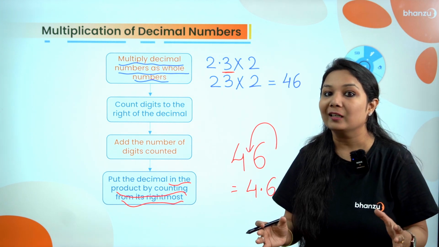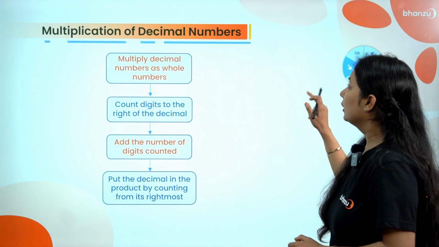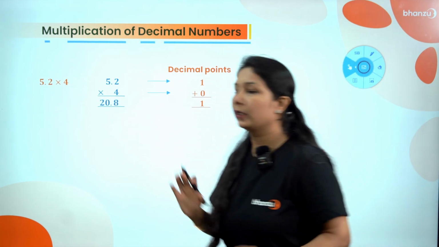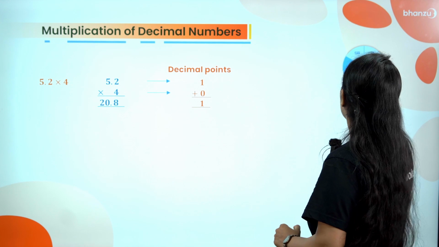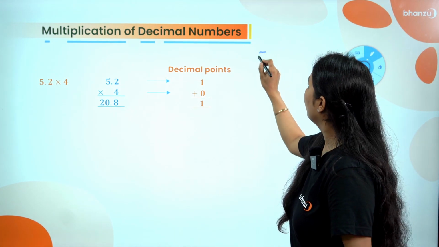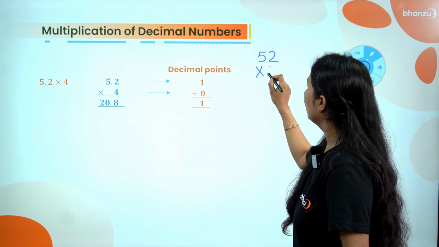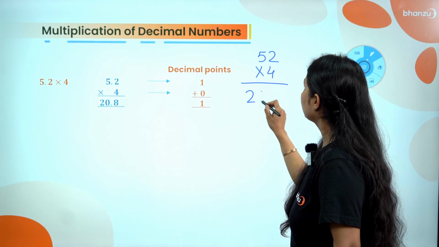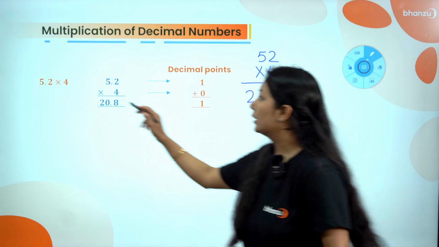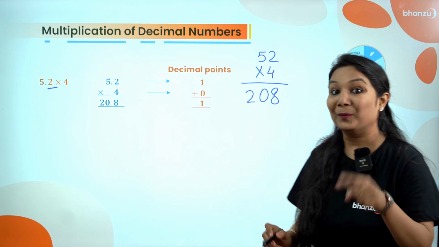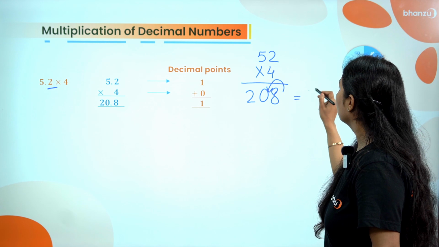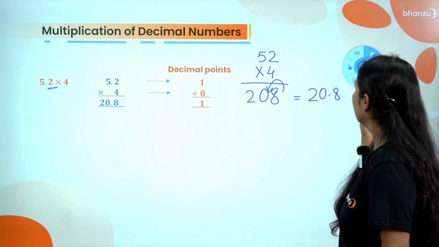I hope everybody got it, right? Let's do two more questions over here, one by one. What would be 5.2 into 4? So what did we discuss? We discussed that remove the point, right? So it would be 52 into 4, which is 208. Right? Now count the number of digits in the decimal part. It was just one digit. So put the decimal back after one digit from the rightmost side. So you get the answer as 20.8.